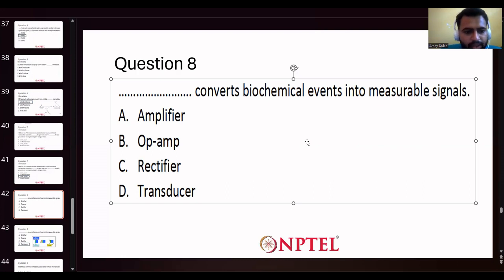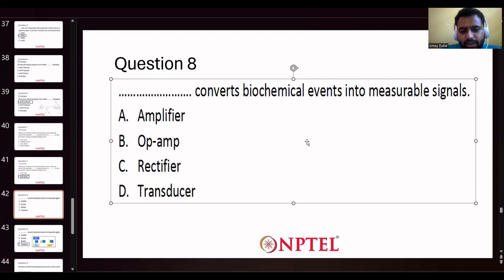Same with op-amp, that is operational amplifier. It will again take whatever you give and just amplify and give it to you. A rectifier is an electrical component that rectifies. Whenever you have an AC signal, it has a positive zone and a negative zone. But DC is always either only positive or only negative. It doesn't have a variation in its profile. So here, a rectifier actually converts the AC signal into a DC signal. That is the purpose of a rectifier.